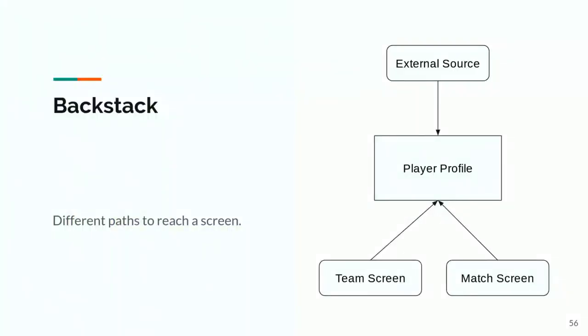If we take a look at the backstack, imagine the following scenario. We have a football player profile with a deep link. But now we have two different pages that can direct us to the profile. The user can come from the team page or the match page, or through an external source, through the deep link.